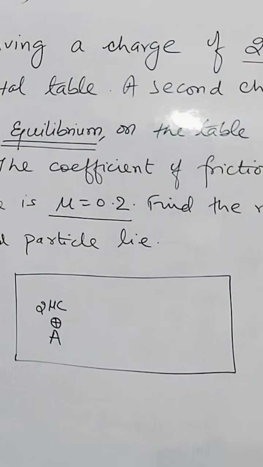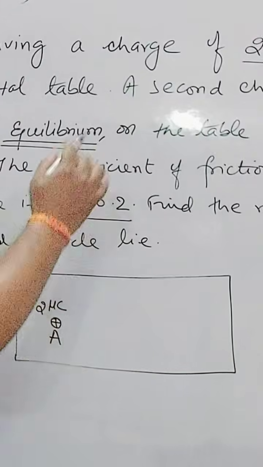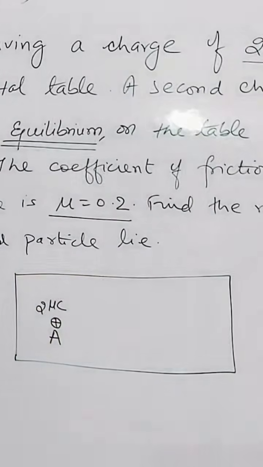Solution. 1 microcoulomb means 10 to the power minus 6 coulombs. So 2 microcoulomb means 2 multiplied by 10 to the power minus 6 coulombs.